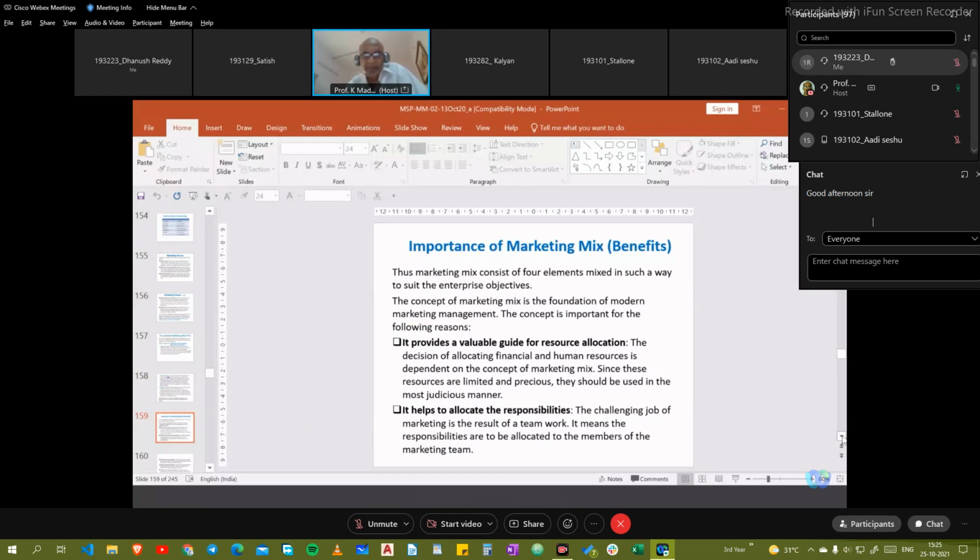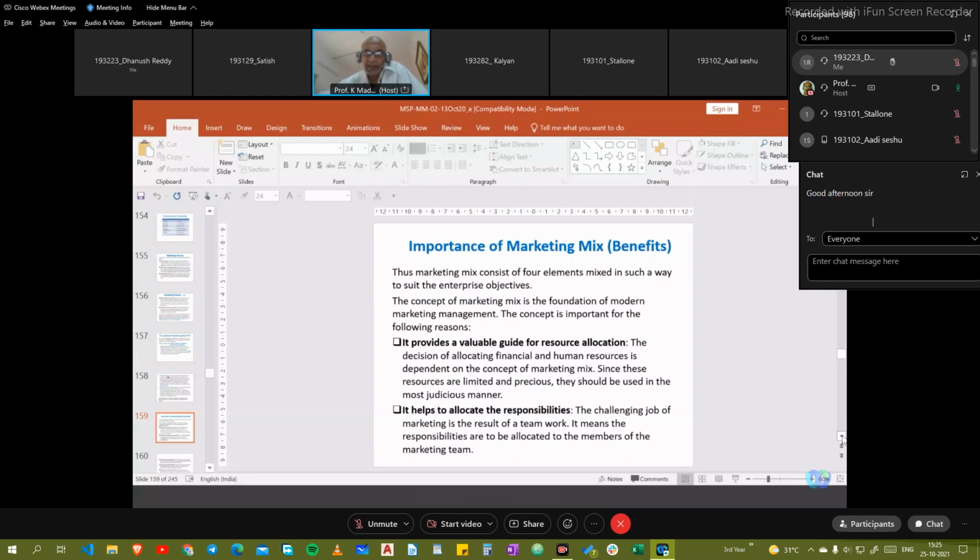So in that particular sense, importance of marketing mix. It provides valuable guide for resource allocation. We understand what is it that we are planning. In that context, we would be able to plan our activities and allocate resources appropriately. And there are also scarcity of resources. Therefore, we have to be judicious in the way we probably distribute our allocations.